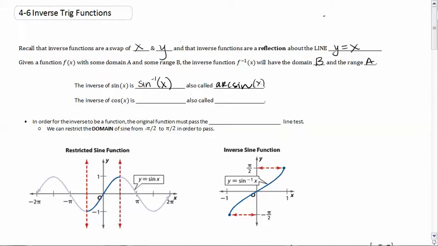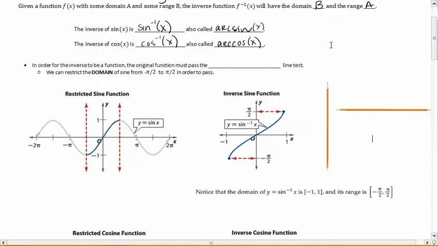Similarly, the inverse of cosine we know is cosine to the -1 of x, cosine inverse of x, inverse cosine. We also call this arc cosine or just arc cos of x. So now that we have the terminology, let's talk about this.